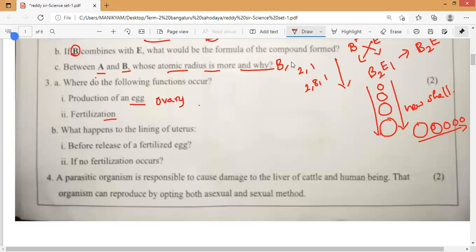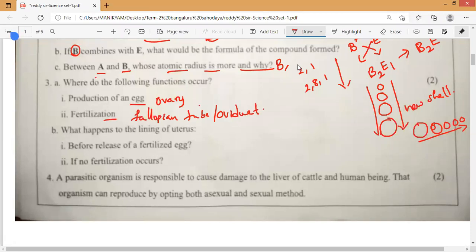Next, fertilization. Where does the following function occur? Fertilization will occur in the fallopian tube. What is another name of fallopian tube? Fallopian tubes we also call oviducts. Yes or no?